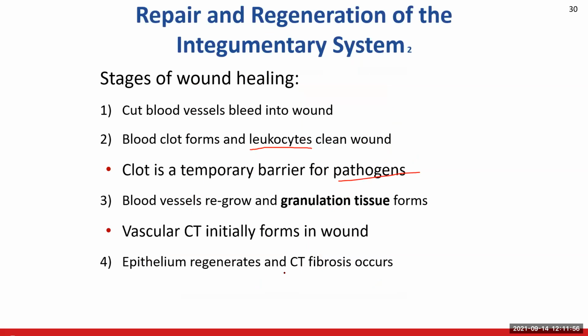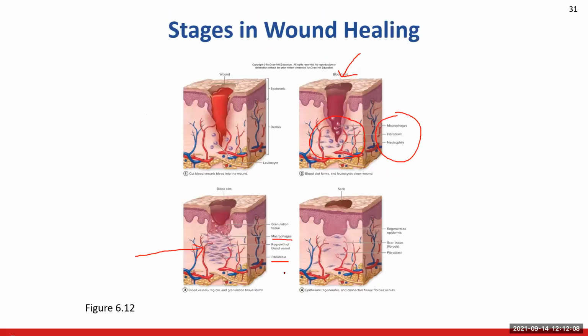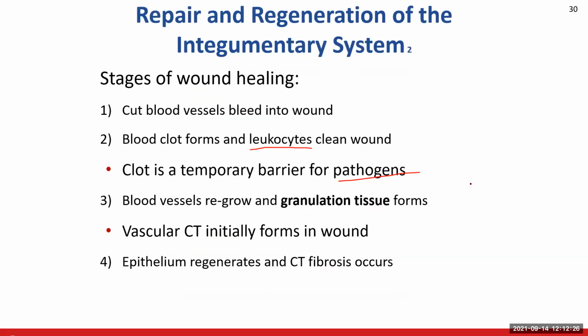Finally, stage 4 is our epithelial tissue now is going to regenerate, right? And we will have fibrosis or scar tissue in the connective tissue region. That's what we're seeing over here. You can see our epithelium has regenerated itself. And then down here, we filled in that area with granulation or scar tissue. So that's pretty much the stages of wound healing.